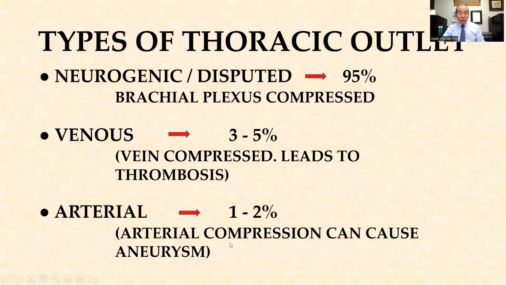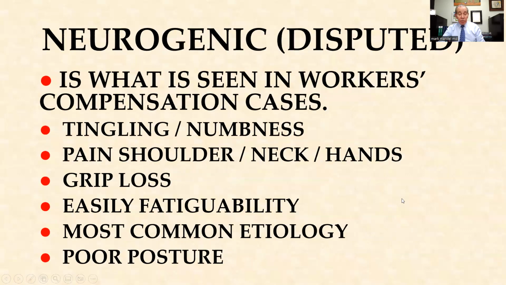3 to 5% could be venous, and 1 to 2% are arterial. In neurogenic, that's what we see in workers' comp. Really non-specific complaints, like numbness, pain, can't grip, easy fatigability. The most common etiology is due to poor posture.